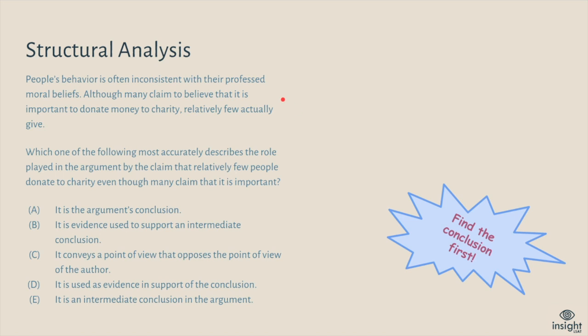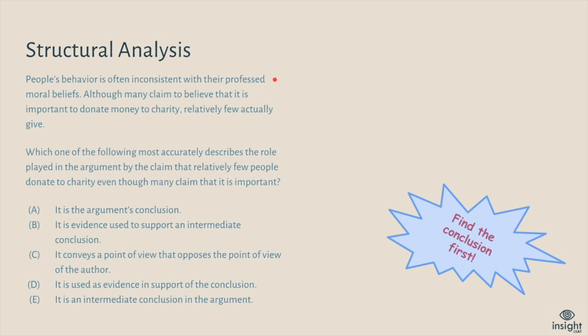So, is this little blurb trying to convince us that although many claim to believe that it is important to donate money to charity, relatively few actually give? How would you convince someone of something like that? What kind of evidence would you provide to them? It seems like you'd have to provide them some statistics about what people's donation habits are, and maybe some questionnaire results about what they claim to believe. Those are the kind of pieces of evidence that, if presented to me, would support this kind of claim here, would make this a more convincing claim. But that's not going on in this argument.